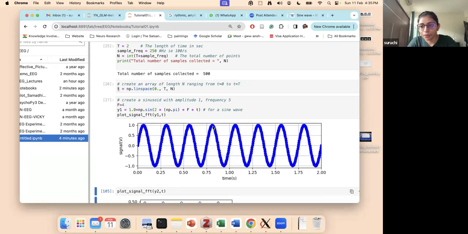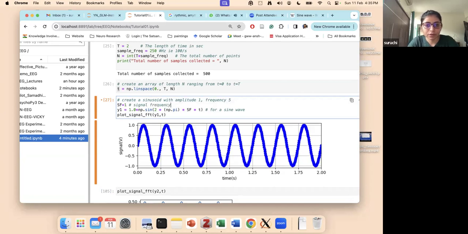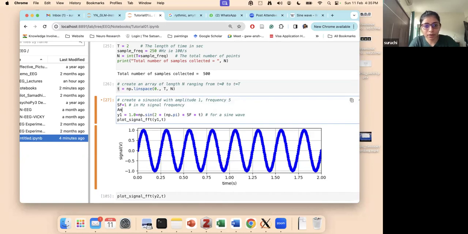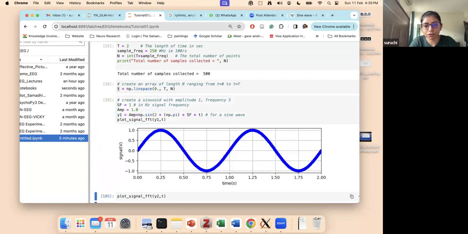Okay. Now if I make it 1, let's make it 1. I want to see only 1 peak in a second. So I've created, let's call it SF, so it will be more clear. This is signal frequency, 1 in hertz. And let's do that. Amp means amplitude, equal to 1. So I've made the amplitude 1. I've kept the signal frequency at 1. I'm creating a plot for this. So now in 1 second, you have only one peak.